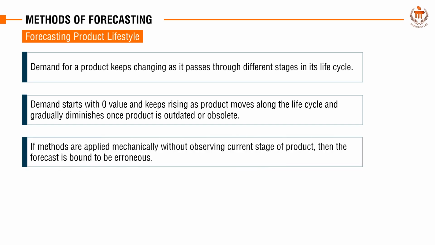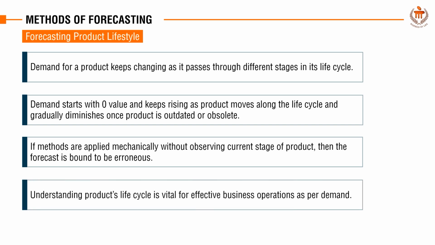It is crucial to recognize that applying forecasting methods mechanically without considering the current stage of the product in its life cycle can result in significant inaccuracies. Therefore, understanding where a product stands within its life cycle is vital for creating an accurate demand forecast, ensuring that businesses can effectively manage production, marketing, and inventory strategies in response to shifting consumer preferences.